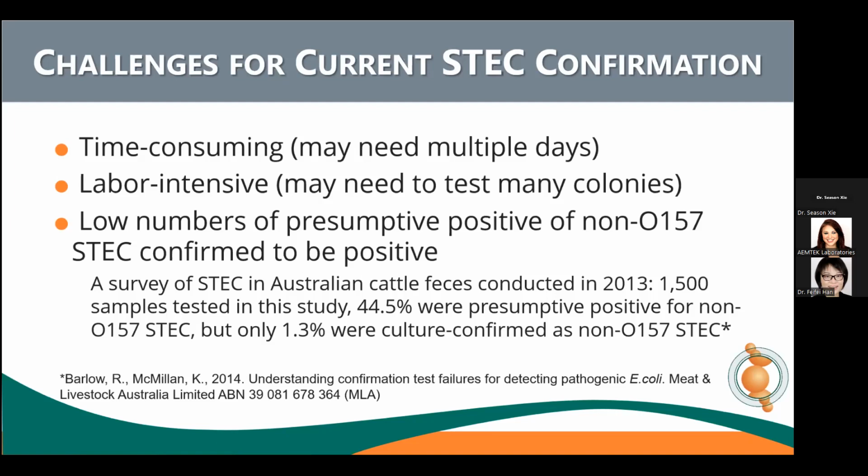A survey conducted in 2013 on STEC in Australian cattle feces highlights this issue. Out of the 1,500 samples tested, 44.5% were identified as presumptive positive for non-O157 STEC. However, only 1.3% of these presumptive positive samples were confirmed through culture. Regardless of whether the pathogen is confirmed or not, a product may pass its prime shelf life while it is pending confirmation due to the lengthy confirmation process.